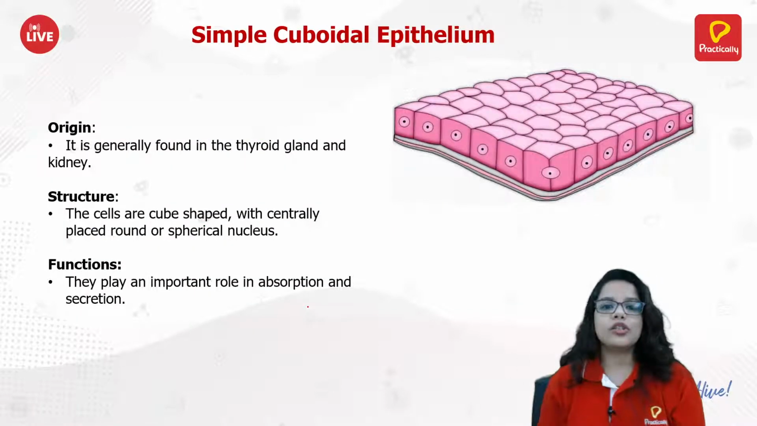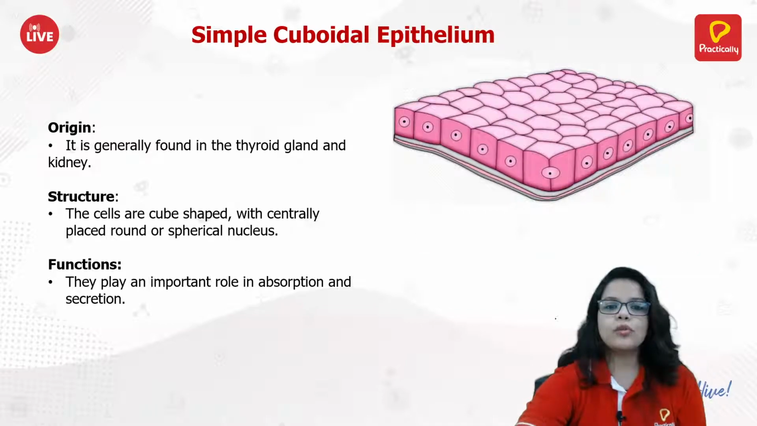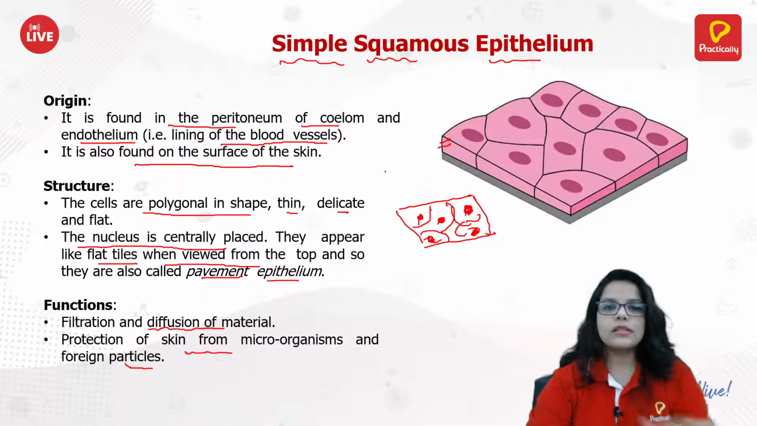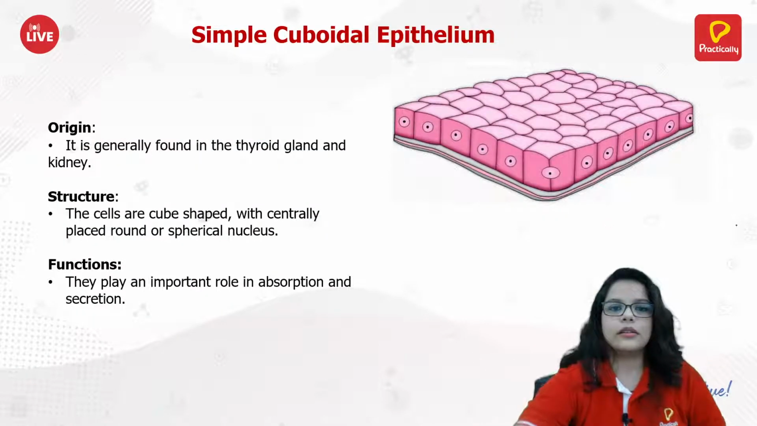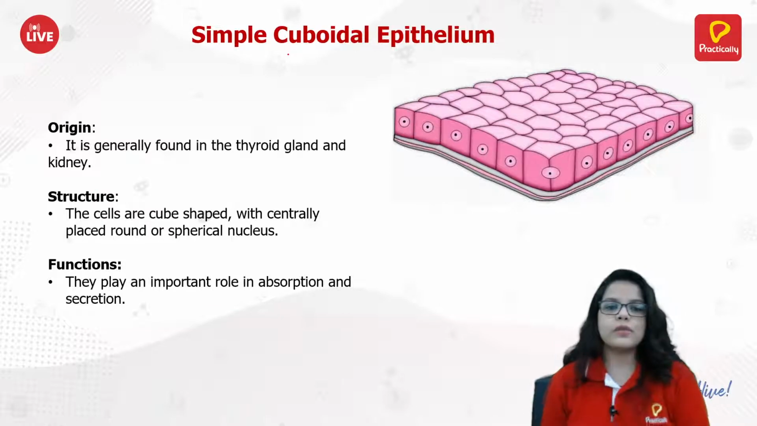Next is the simple cuboidal. Now, how can you see the difference? Here in squamous, it is just a flat layer. Here, it is cubic. What is a cube? Cubes are structures like this. So, this is how it looks. See, it is a cube-like structure, and they have a nucleus also.